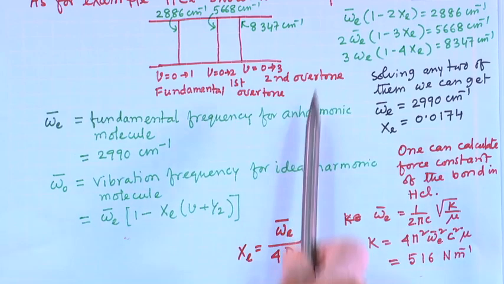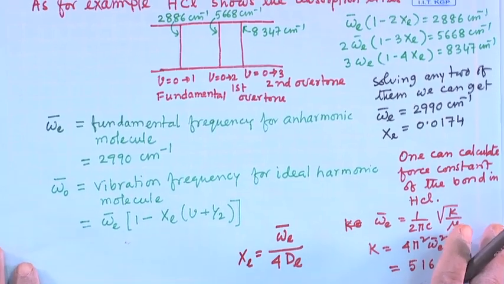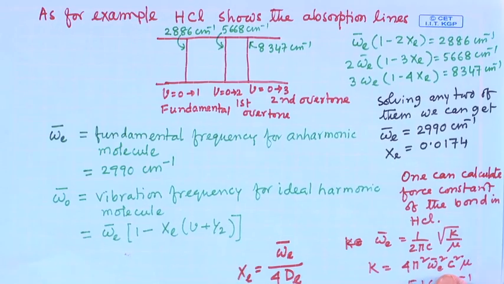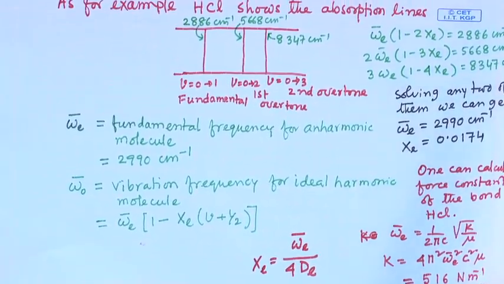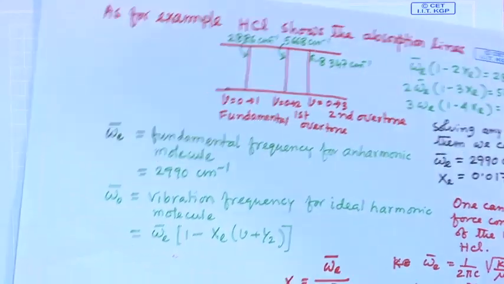So, from this study of the infrared spectra of a molecule, you can get information about the molecule, such as the force constant, the bond length, and the dissociation energy of the molecule. That is the purpose, that is the application of this spectroscopy, infrared or microwave spectroscopy.